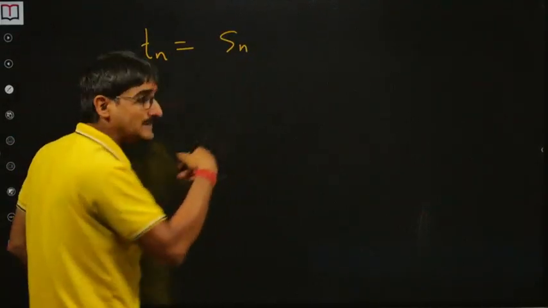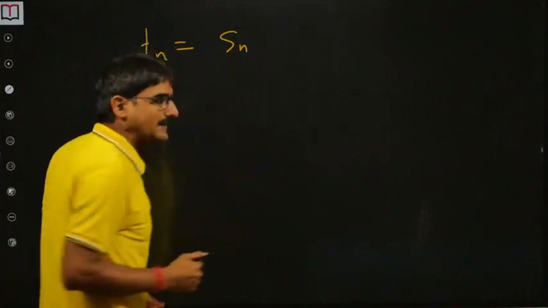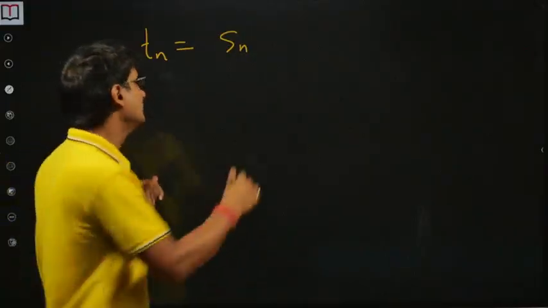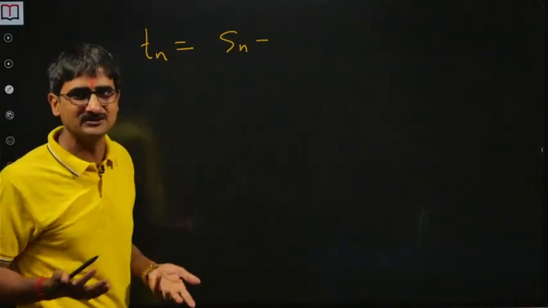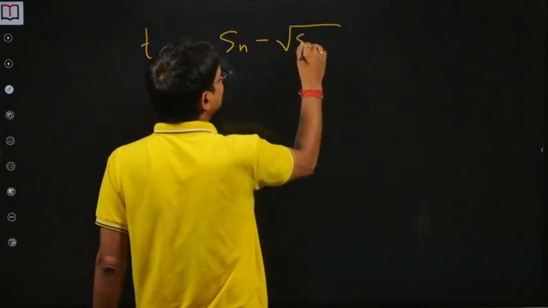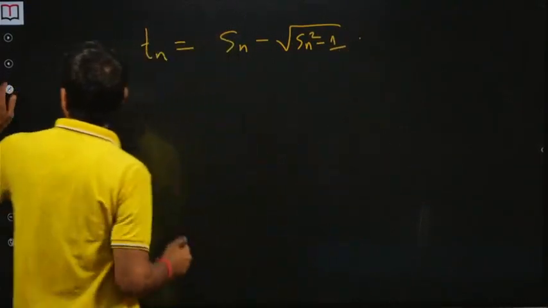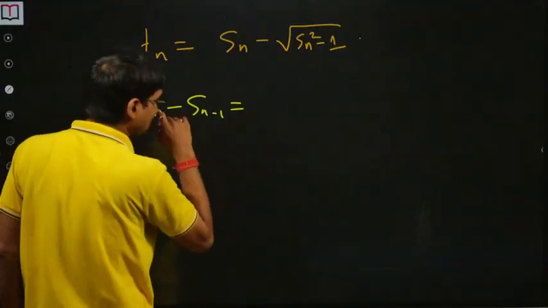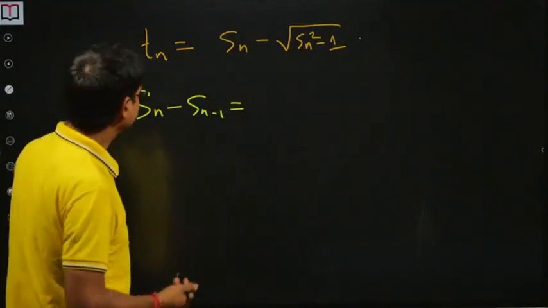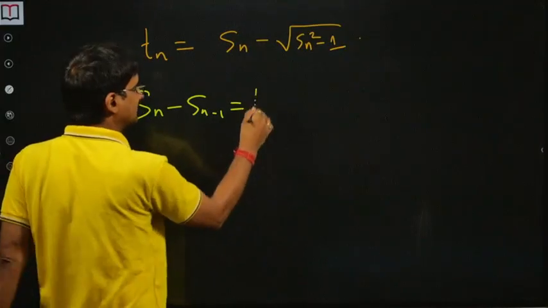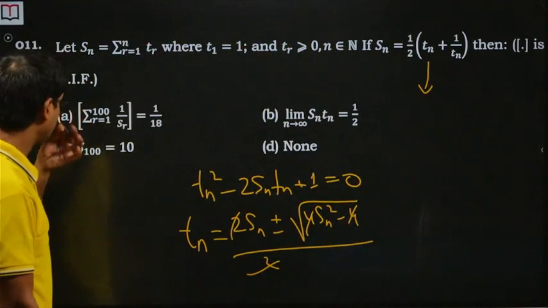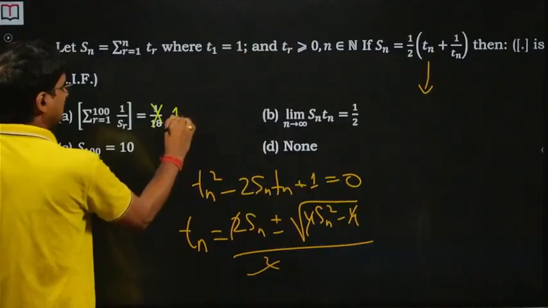So this is nothing but Tn, the nth term, is Sn plus or minus under root of Sn square minus 1. Of course the nth term can't be plus, since all the terms are positive and the first term is 1. So Tn can't be more than Sn, it has to be minus. That's one thing. Now we know that Sn minus Sn minus 1 is equal to Tn. Just wait, there's a correction, this is 18.